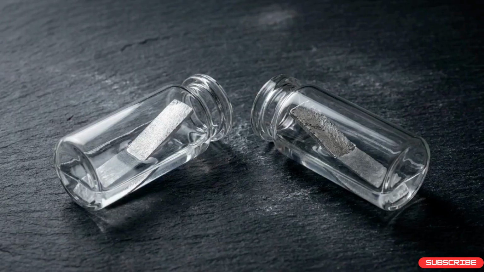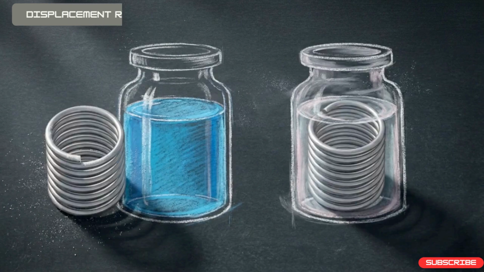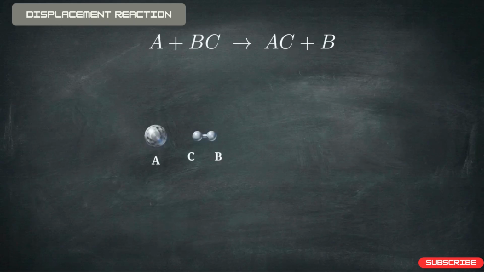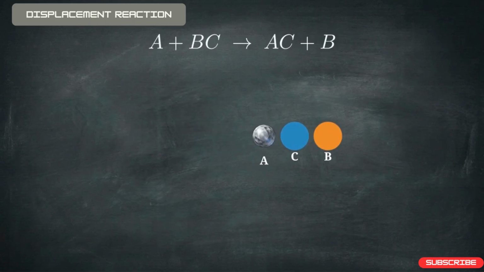Beyond simple assembly and disassembly, chemical grammar also dictates elemental competition. This introduces the single displacement reaction. Here, a more reactive element actively usurps a less reactive element currently bound within a compound. The algebraic model illustrates this competitive usurpation, showing element A forcefully displacing element B.